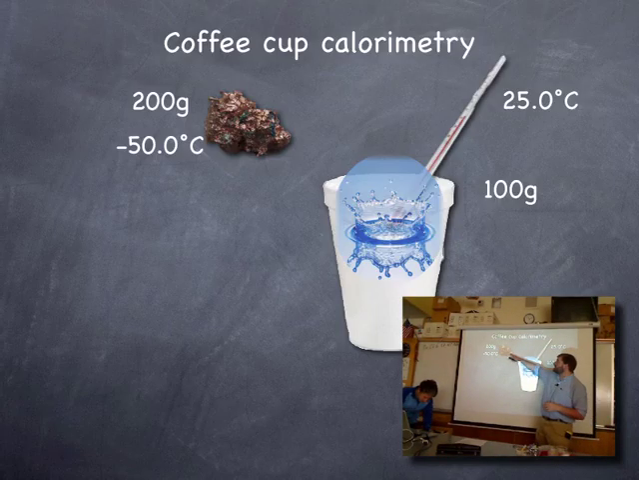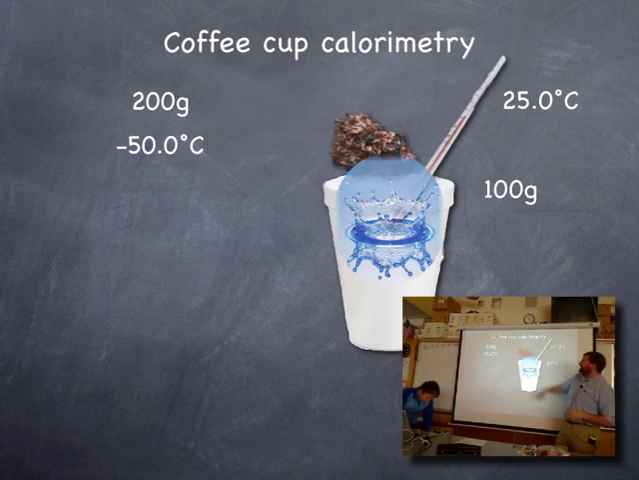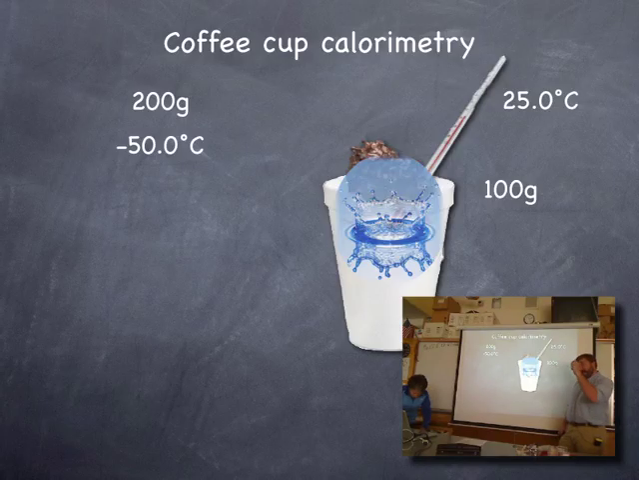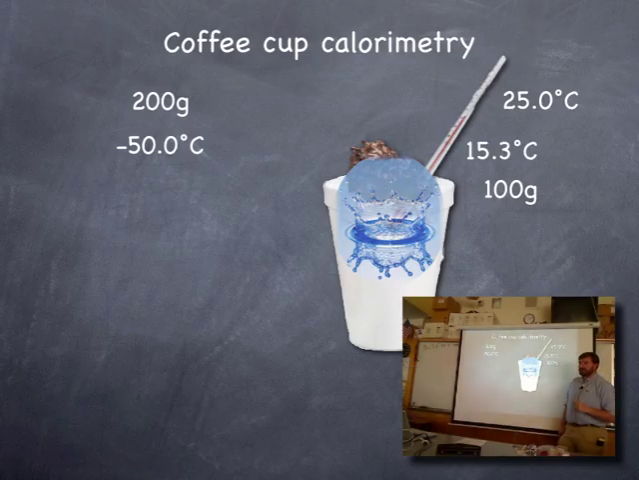So let's take this 200 grams of copper and dump it into the water. When we do that, we wait and we watch the temperature. We record the temperature every 30 seconds or 10 seconds or whatever. The lowest point that the water reaches is 15.3 degrees Celsius.